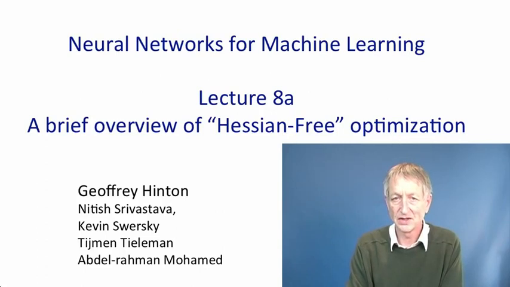In this video, I'm going to give a brief overview of the Hessian free optimizer that can be used to train recurrent neural networks very effectively. This is a very complicated optimizer, and I don't expect you to get all the details of it from this video. I just want you to have a general feel for how it works, and then in the next video, we'll see how well it does on an interesting problem.